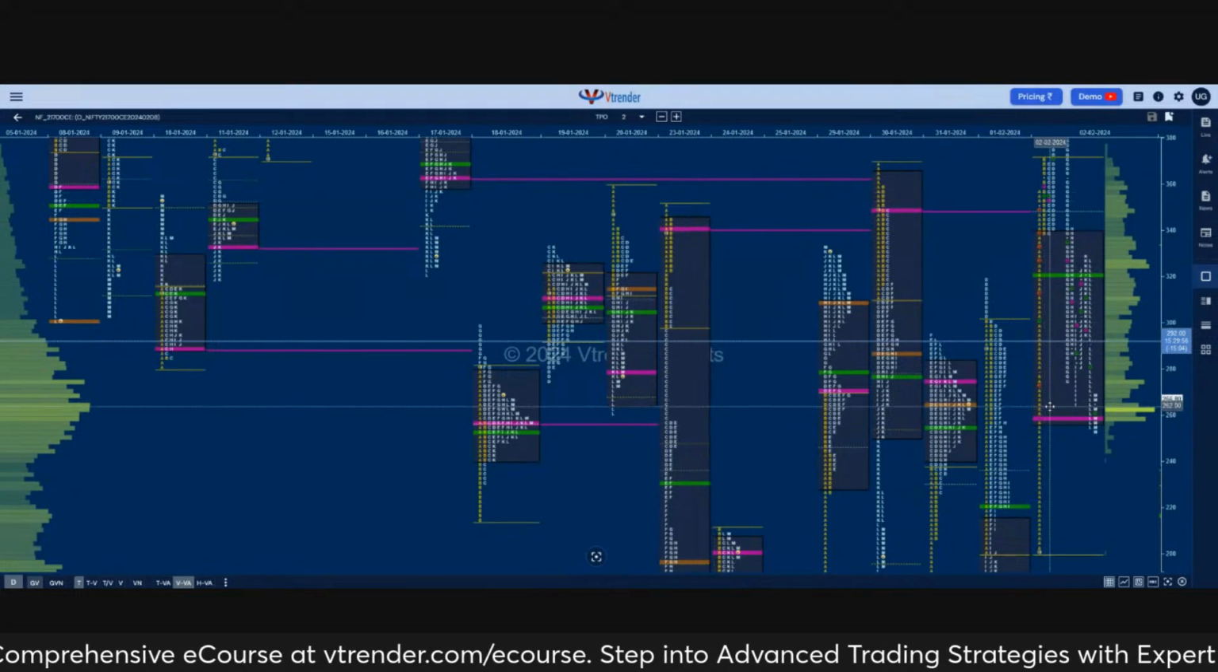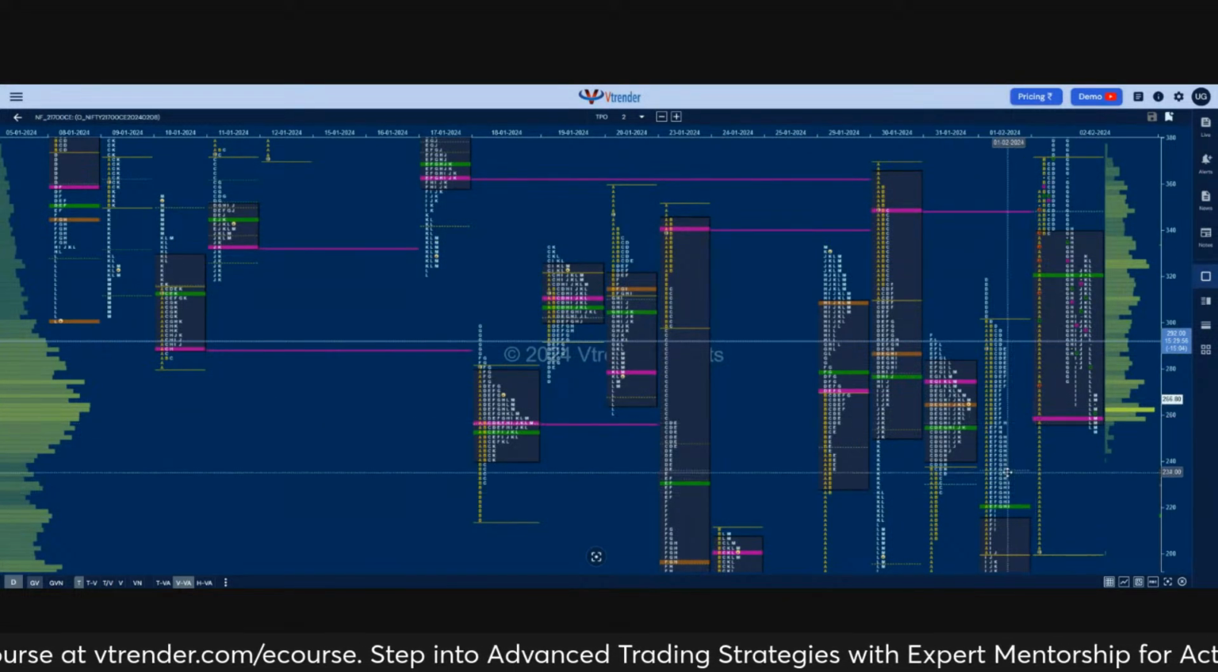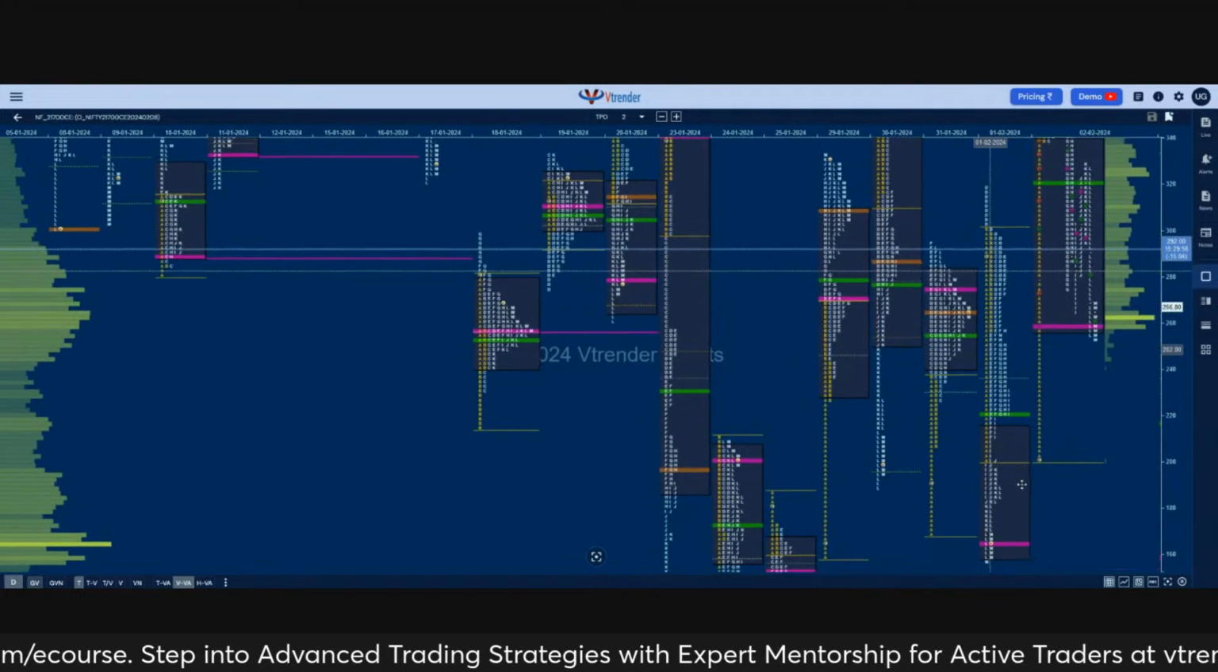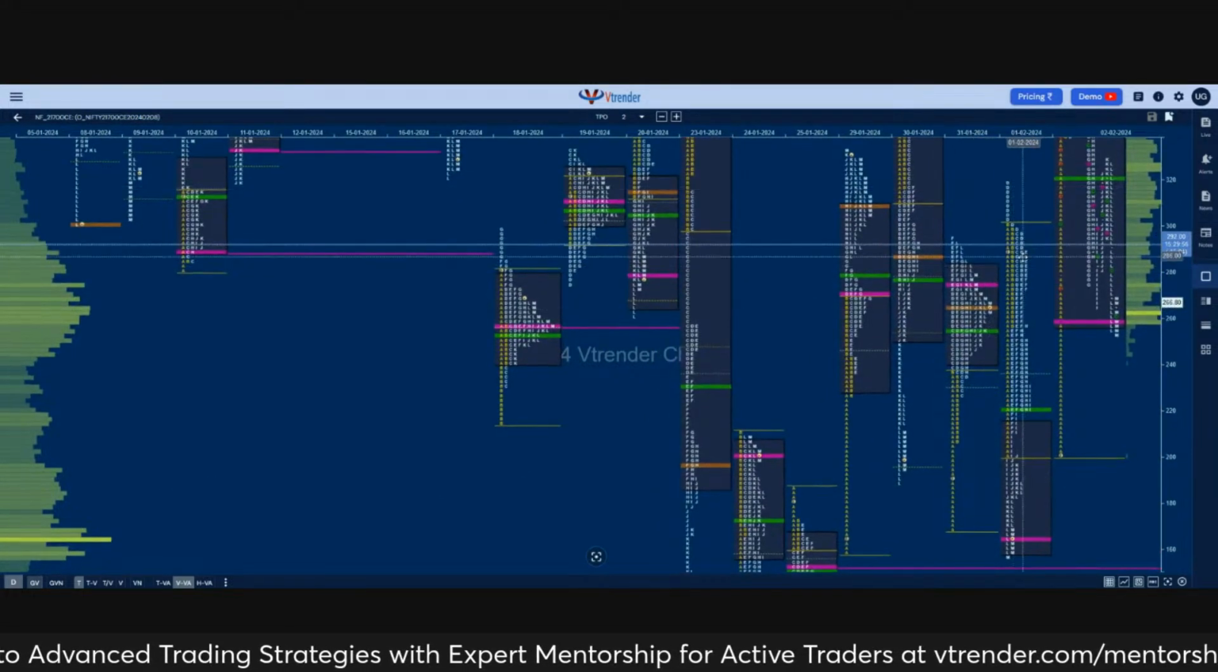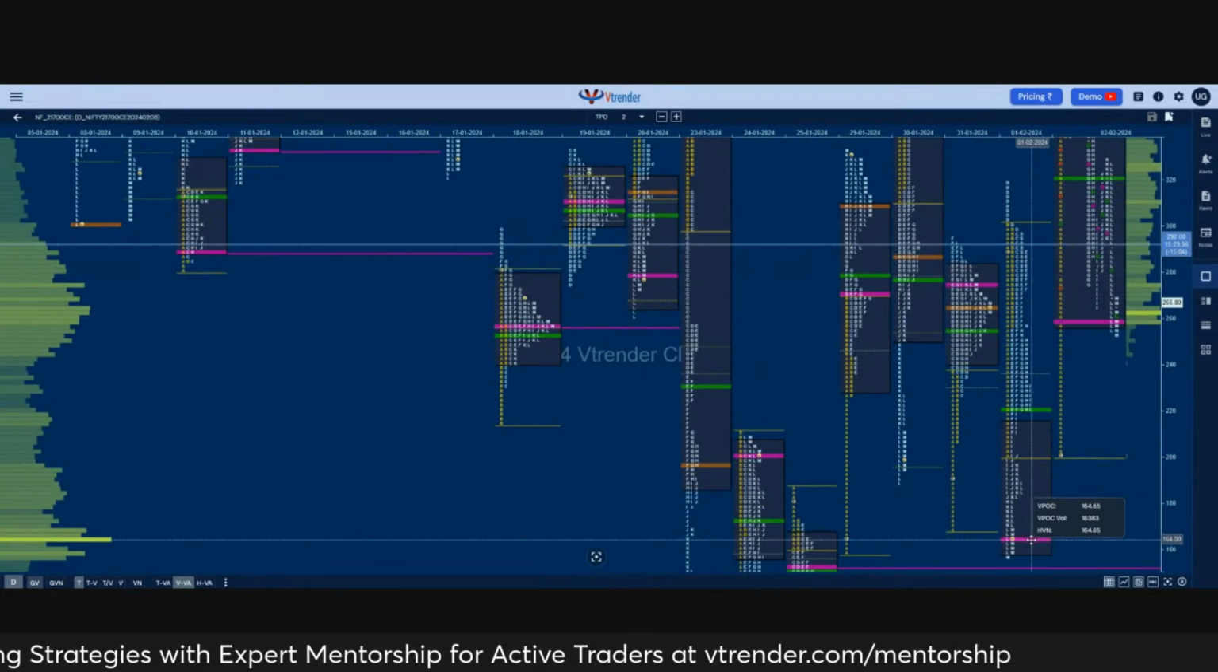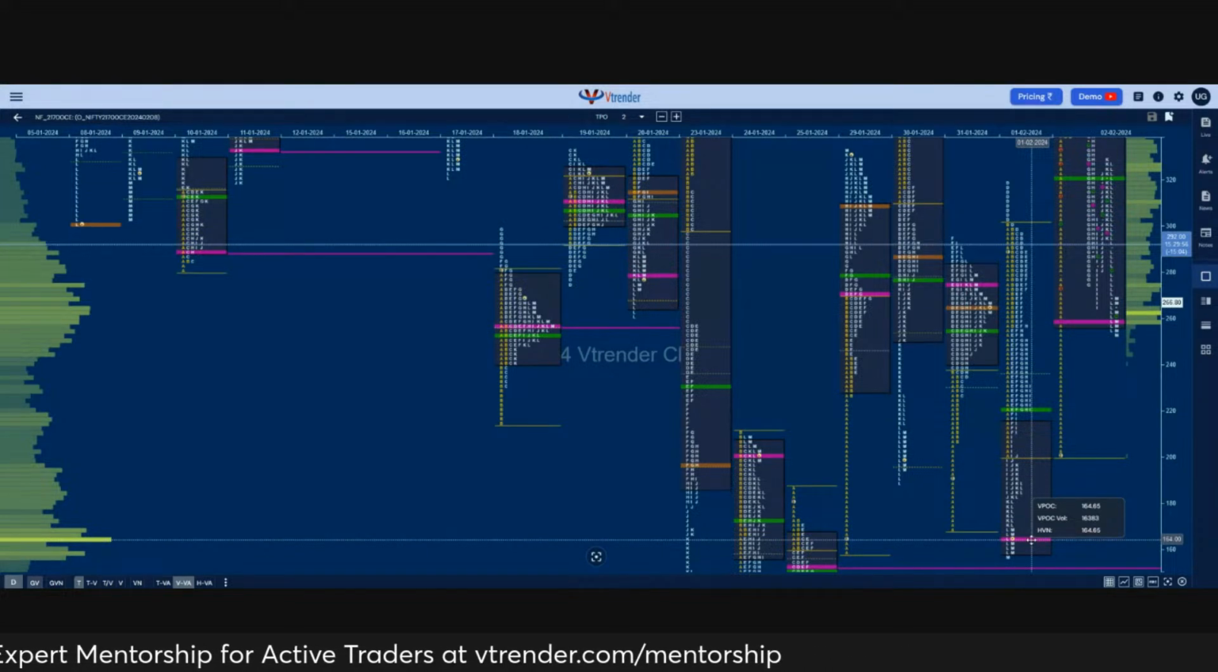Once you have the context clear, and here in this you can see on the 1st of February, you can see the POC shifting to the lows in this call option.